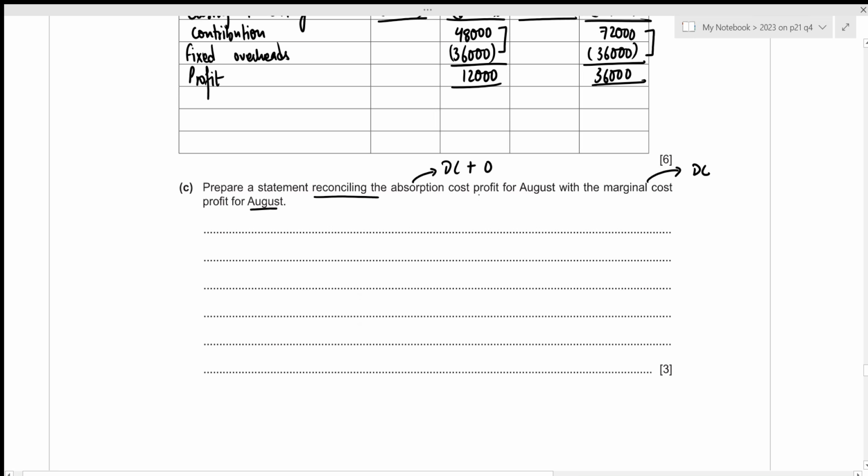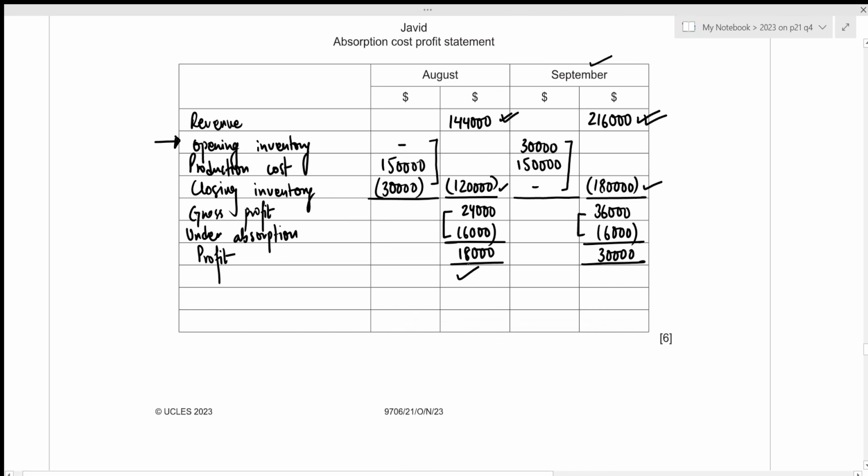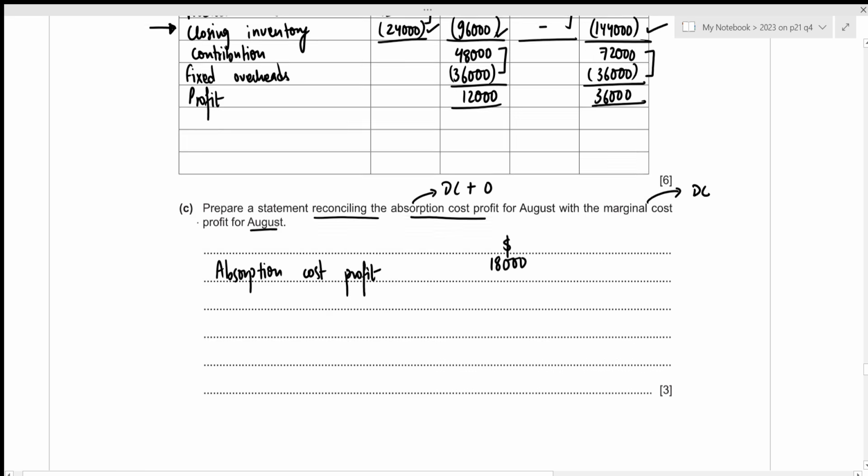We have to reconcile the absorption cost profit. So we start with the absorption cost profit, which was 18,000. And we need to reconcile it, right? So the reconciliation will have to be made to our closing inventory, because in case of absorption costing, the closing inventory was valued at the direct cost as well as the overhead, but in case of marginal costing, it was only valued at direct cost. So the only difference here will be we need to subtract the overhead factor from our closing inventory valuation.